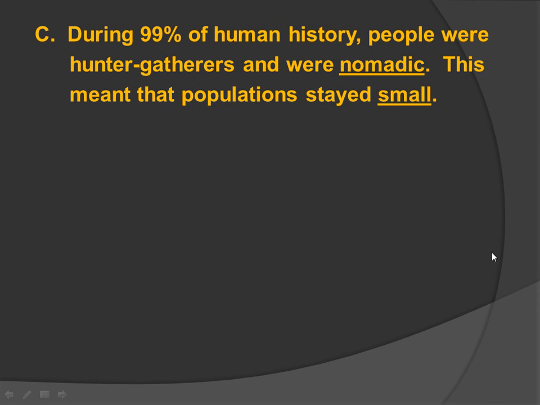C, during 99% of human history, people were hunter-gatherers and were nomadic. This meant that populations stayed small. And we talked about that back at the very beginning of the year when we talked about hunter-gatherers and how things progressed from then. Hunter-gatherers were moving around all the time, following where the food supply was or due to weather. And because of that, they were small populations. Human population just didn't get very big as long as this is what people were doing.